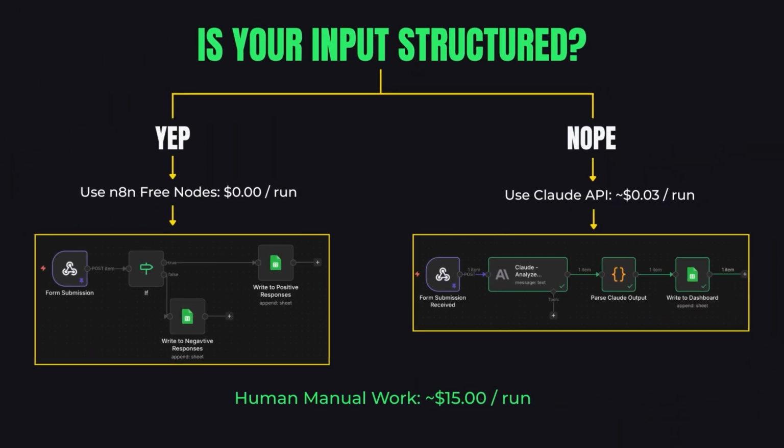You have a workflow that took unstructured feedback and turned it into something useful. And now you have a decision framework that you can use when needed. Unstructured text that needs interpretation, Claude. Structured text that just needs some routing, free nodes.